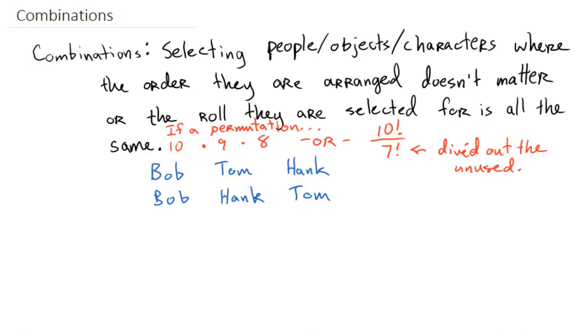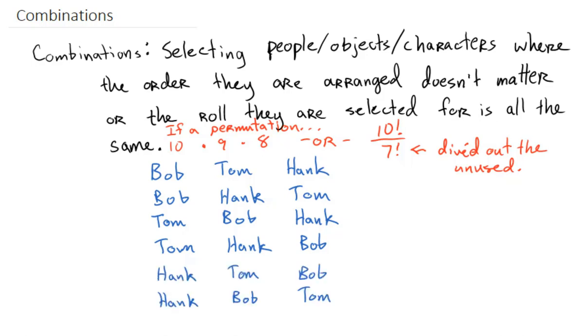So there are several different possible arrangements where I have selected them in different orders. For example, I could select Tom first. If I select Tom first, then I could select Bob or Hank, or I could select Hank or Bob. Or I could select Hank first, and if I did that, I could do Tom second or Bob second. So there are all these different orders in which I could select my 3 friends to go to the mall and watch a movie in the theater at the mall.